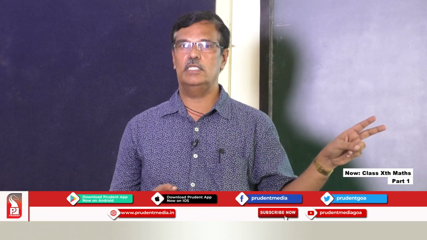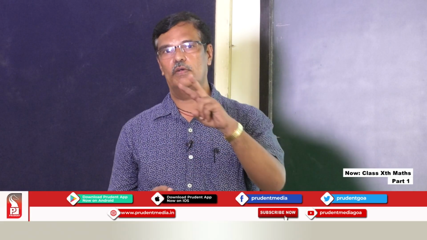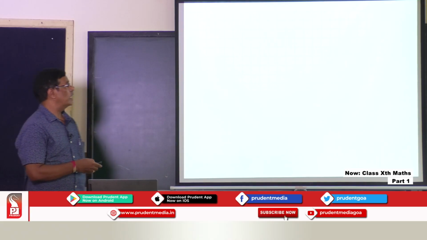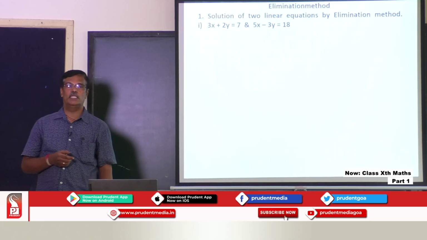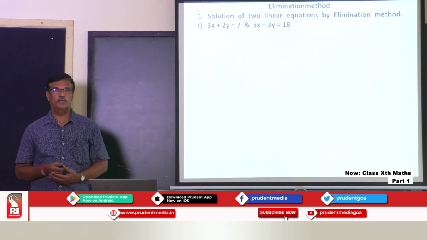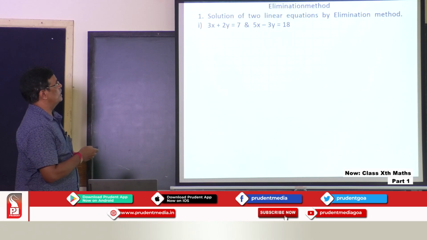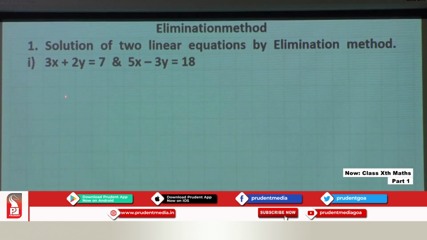Out of these 2 methods, any 2 problems will be asked in the final exam. Out of these 2, any one you have to do for 3 marks. So let me take first the elimination method. Let me take one problem here. Find the solution of 2 linear equations by the elimination method. I have taken one problem.